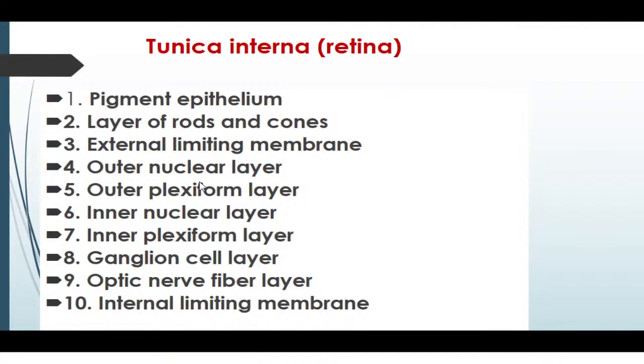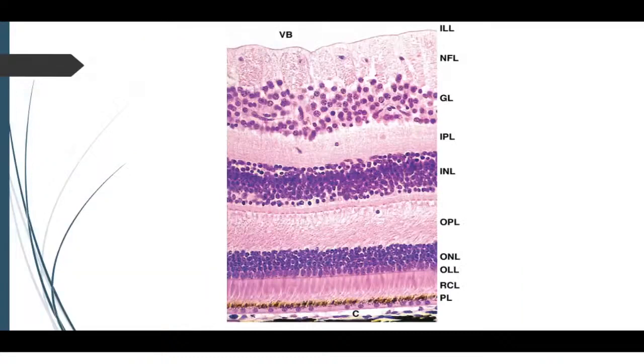Outer nuclear layer, outer plexiform layer, inner nuclear layer, inner plexiform layer, ganglion cell layer, optic nerve fiber layer. So the optic nerve fibers start from the ganglion cell layer. And the last, the internal limiting membrane, which is again processes of Müller cells. Look at this one, we have seen it. How is it visible?